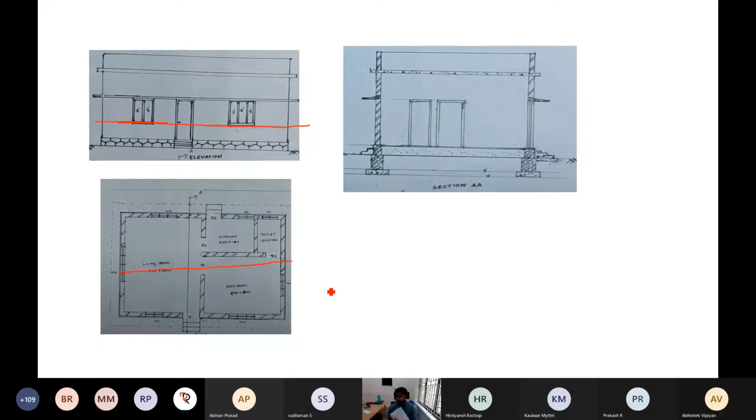Then one more thing, if you are choosing 1 is to 70 or 1 is to 80, in all drawings, when you draw this section, when you draw this plan, when you draw this elevation, the same scale you should follow. That is one important thing actually.